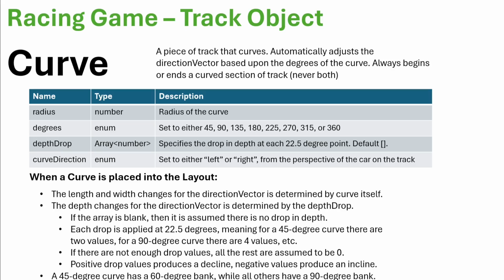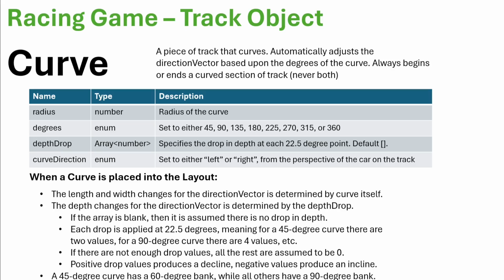So the length and width changes. The direction vector is determined by the curve itself. The length is obviously determined by the radius also. Degrees is going to be the number of degrees in the curve. It basically allows us to have a stock number of degrees within the curve. This is whether we're going to go to a 45-degree curve, 90-degree curve, 135-degree curve, 180, 225, 270, 315, or 360-degree curve. So this allows us to do the curves. How we're going to do a 360-degree curve, I'll tell you here in just a second.